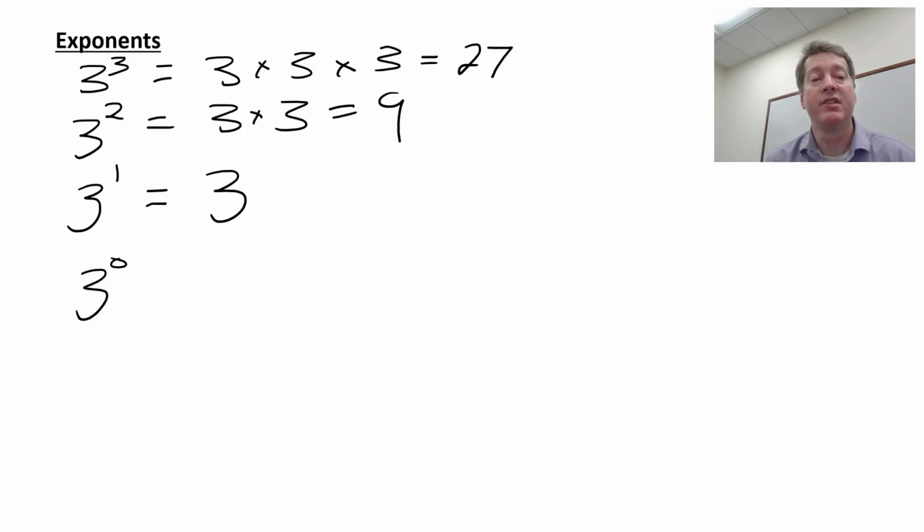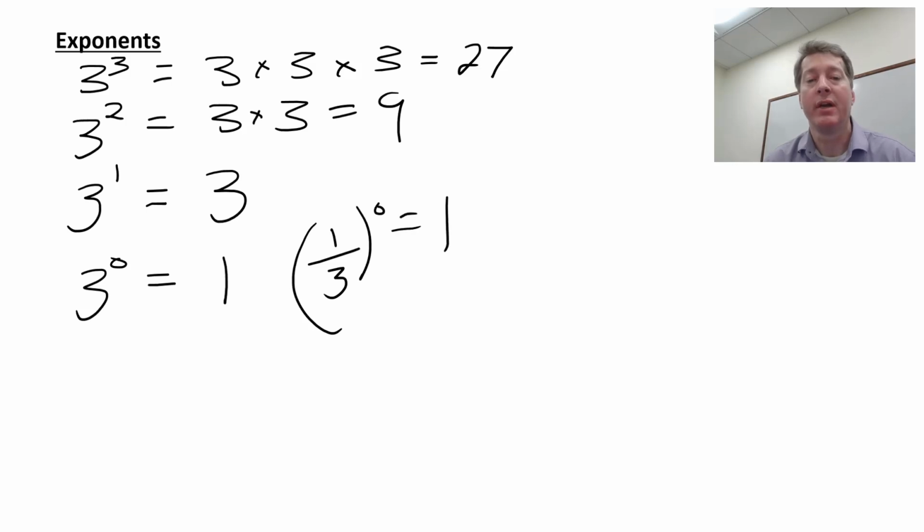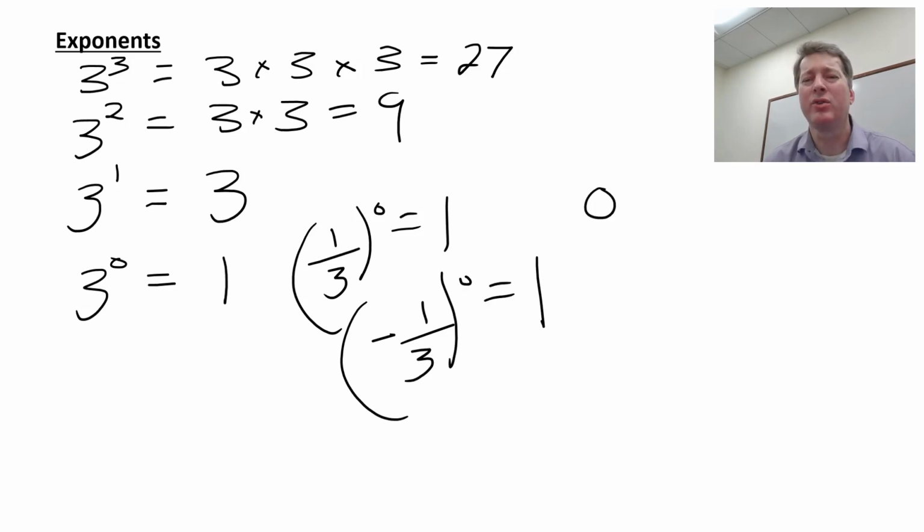How about 3 to the 0? 3 to the 0 is 1. Anything to the 0 is 1. 1/3 to the 0 is 1. Even negative 1/3 to the 0 is 1. 0 to the 0 doesn't exist, but you would never see that on a test. But anything else to the 0 is just 1. So let me erase that.